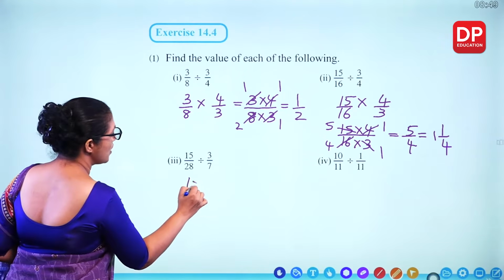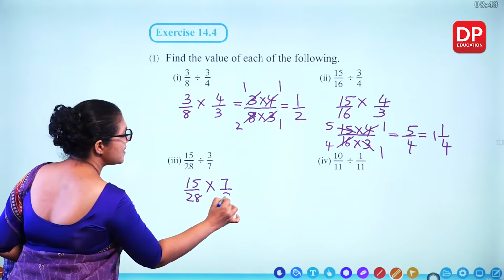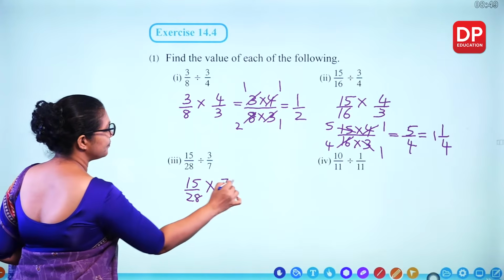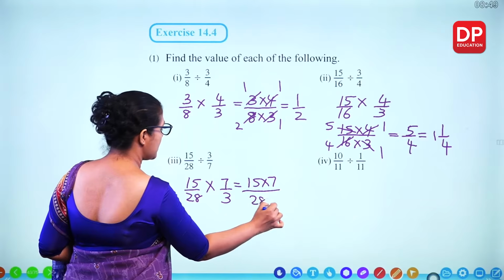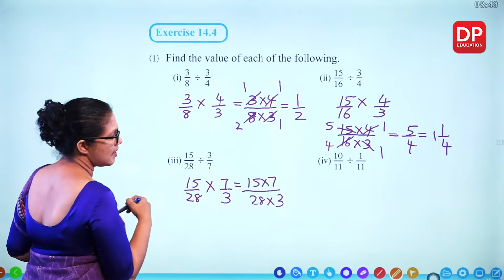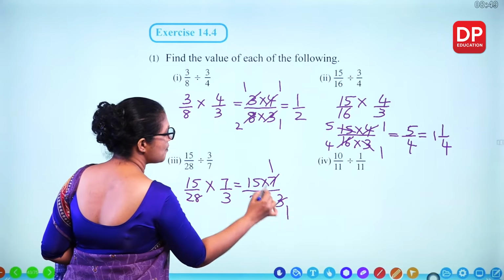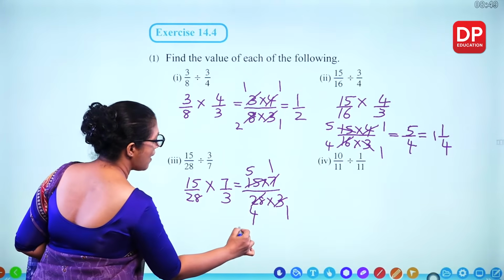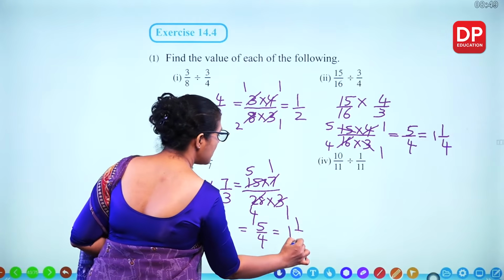15 over 28 multiplied by the reciprocal 7 over 3. Numerator you get this, denominator this. Now simplify 7 times 1 and 7 times 4. 3 times 1 and 3 times 5. So 5 over 4 is same as 1 and quarter.